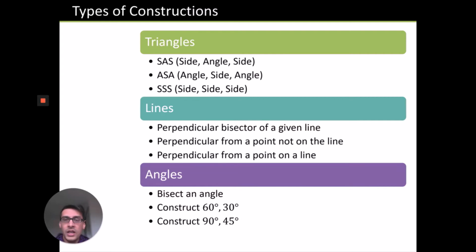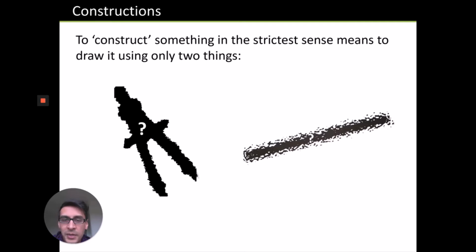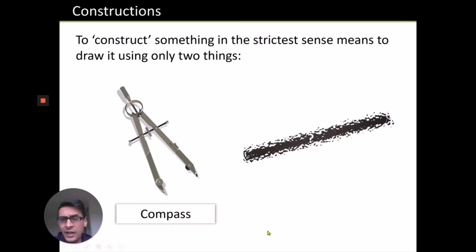So obviously there's going to be some equipment that you need. You might be able to guess what both of these things are. The first thing is a compass. Now it has to be a compass that holds its position. Sometimes the screw at the top can be loose, so when you open up your compass to a certain length it just collapses back on itself, and that's not very useful. Your measurements will not be accurate.